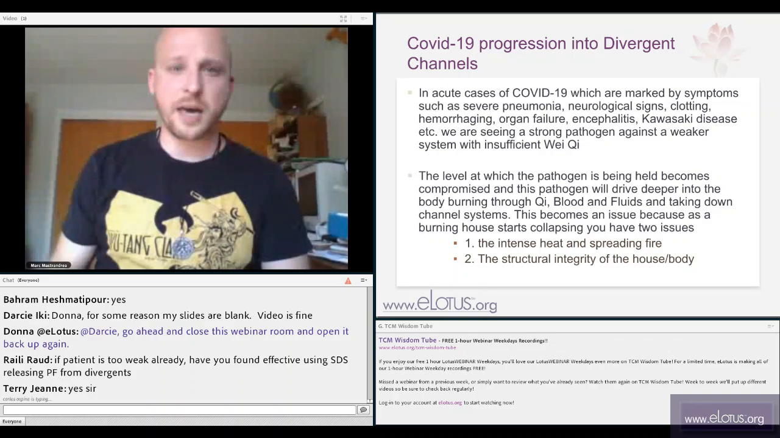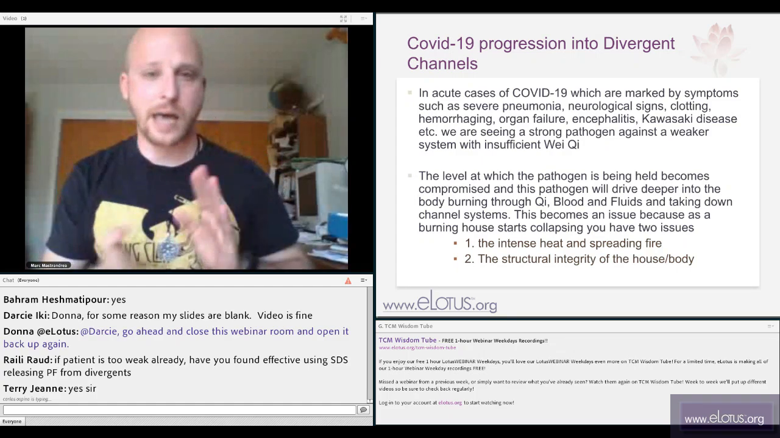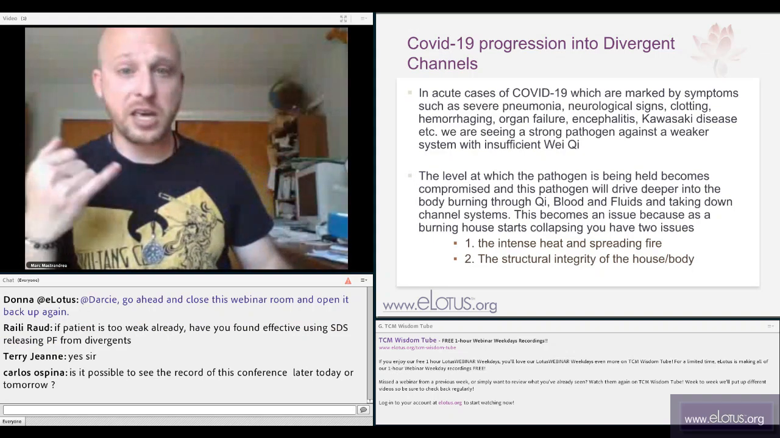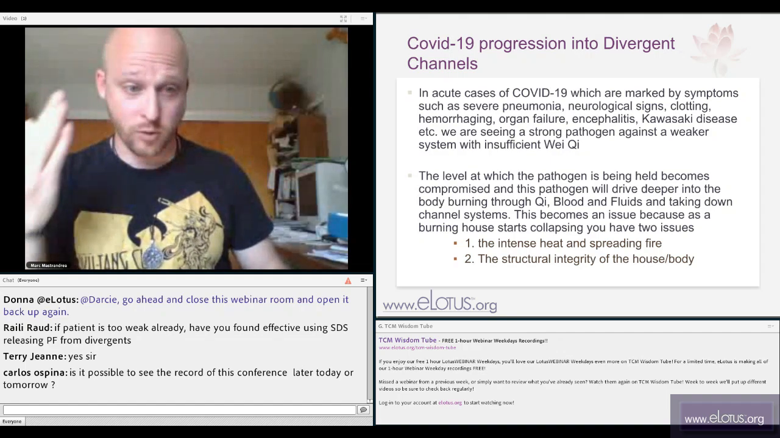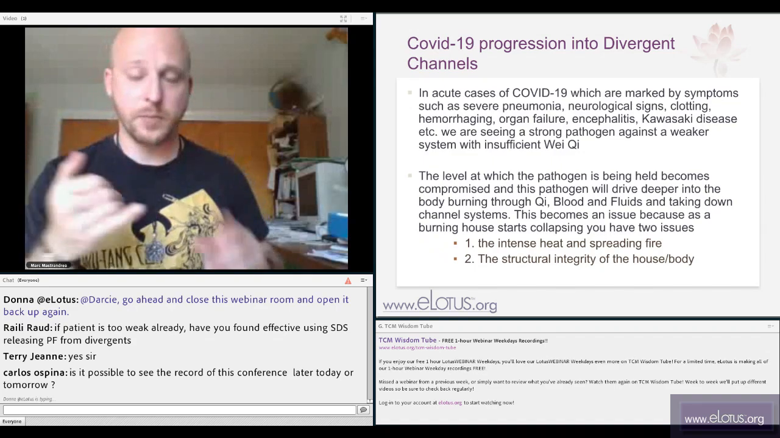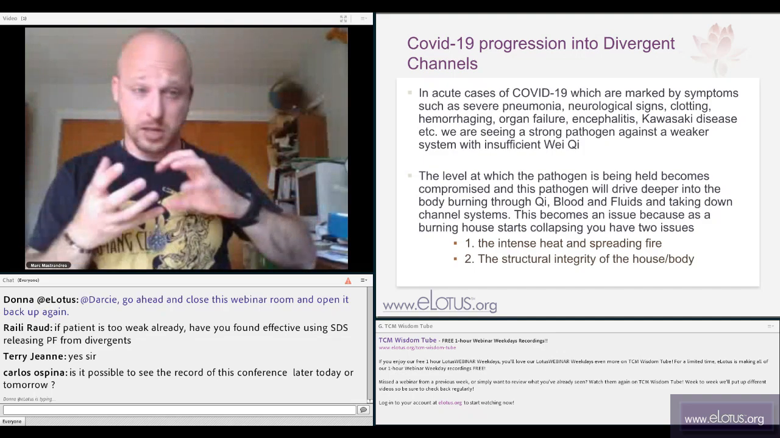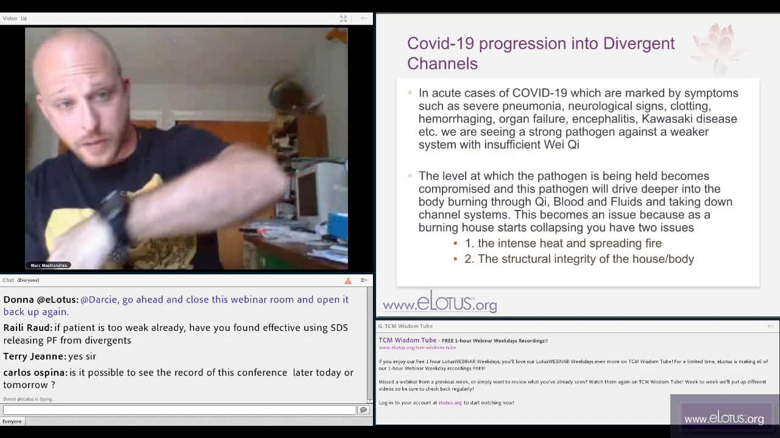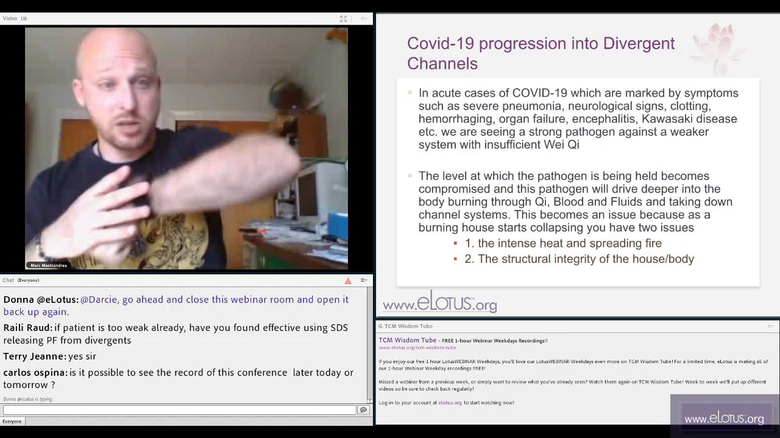But in acute cases of COVID-19, which are marked by symptoms of severe pneumonia, neurological signs, clotting, hemorrhaging, organ failure, on and on, encephalitis, Kawasaki, whatever, we are seeing a stronger pathogen against a weaker system with insufficient Wei Qi. That's what we're seeing. So the level at which the pathogen is being held becomes compromised, because it's eating through the substances and the pathogen is getting stronger and winning the battle. It will drive deeper into the body, consuming the body's qi and blood and fluids, just barreling through these channel systems, right?